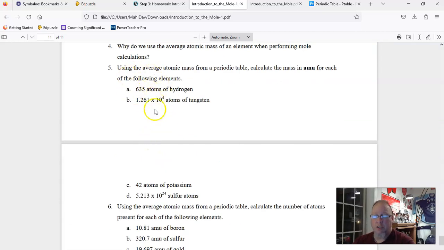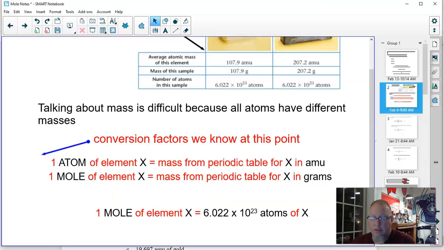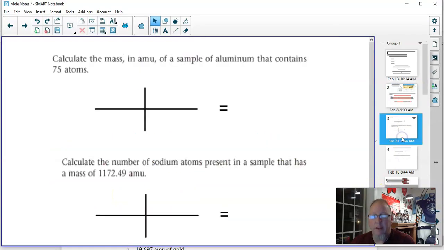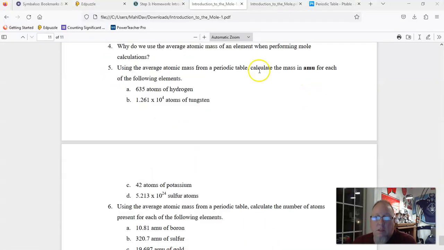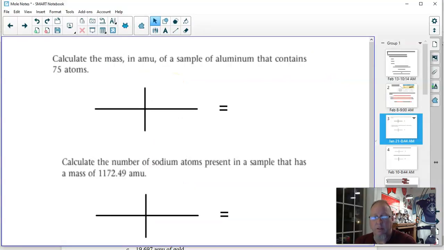Which brings me to question 5. In question 5, there are 4 problems for you to do, and I duplicated a problem just like that in my notes right here. So this problem right here is very similar to question 5. It says calculate the mass in AMUs of aluminum that has 75 atoms. So question 5 says calculate the mass in AMU for each of the following. If I do the sample problem in the notes, you should be able to do question 5 no problem.